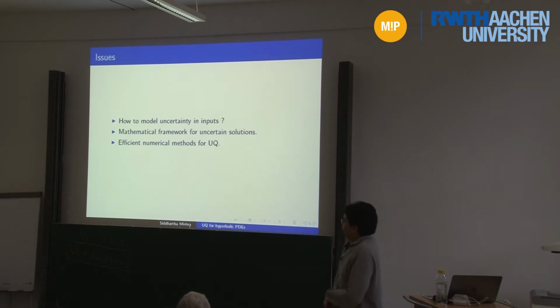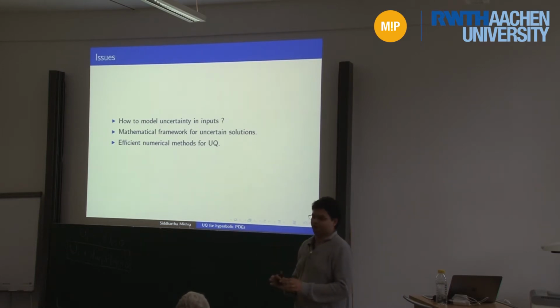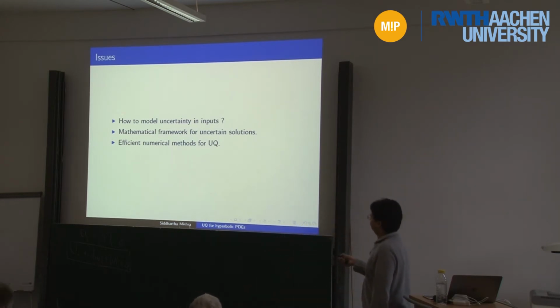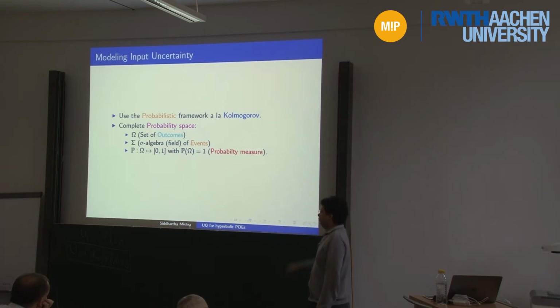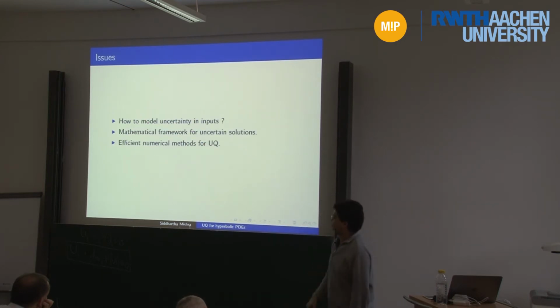So what are the issues? Now exactly coming to your question, right? What does it mean to tweak slightly? Now we have to be precise, we have to be quantitative. So the question is, how do we model uncertainty in the inputs? And then how do we model uncertainty in the outputs? So you need some sort of a mathematical framework for uncertain solutions. And of course, underlying everything is efficient numerical methods for UQ. And you'll see in a bit why we need efficient numerical methods for UQ.